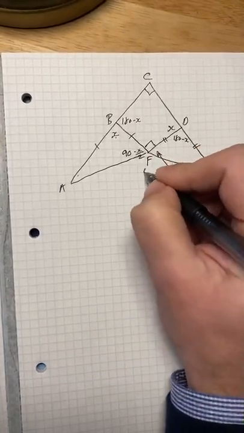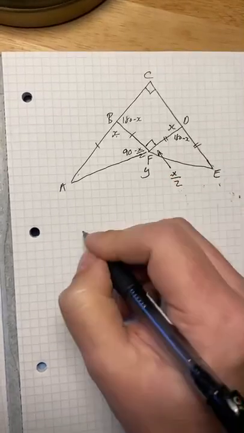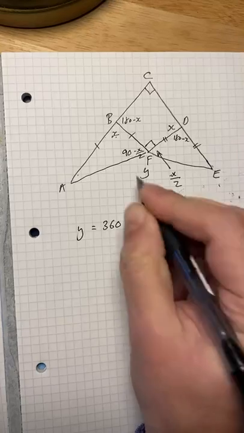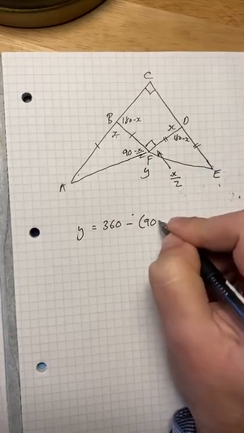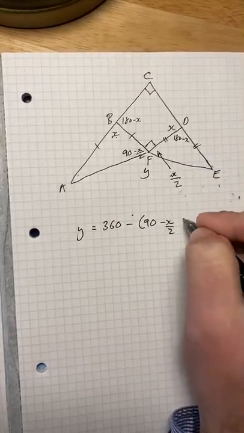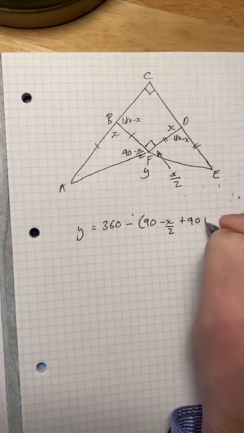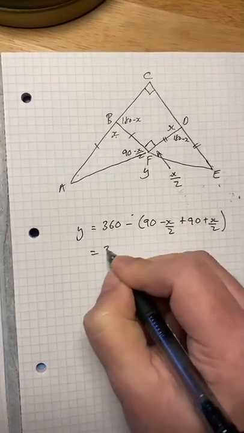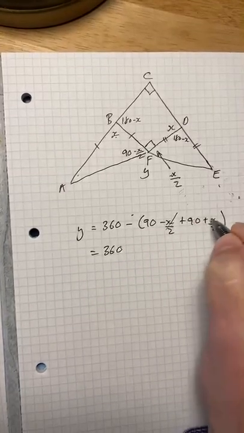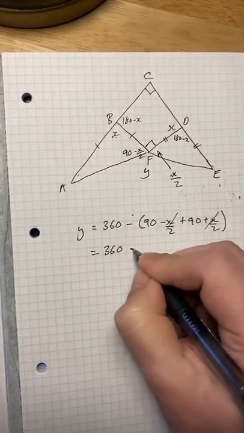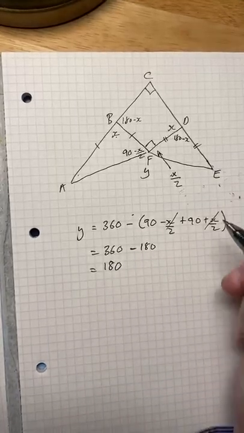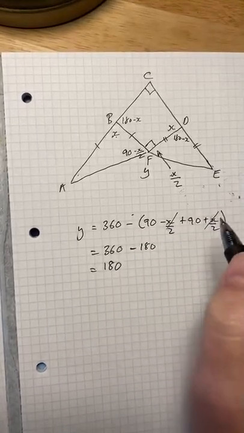So y, that there, y is 360 minus, then we add these up, 90 minus x over 2, plus 90 plus x over 2, which is 360, these cancel out, minus 180, which is 180. Okay, done.